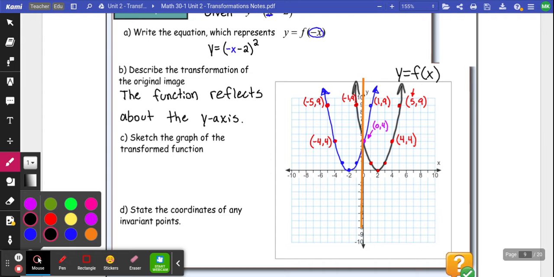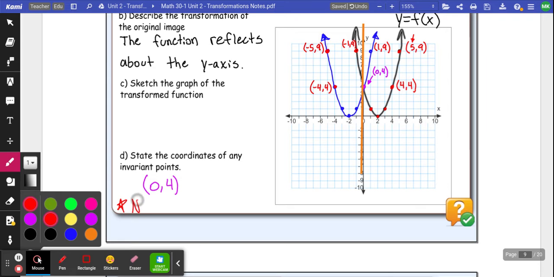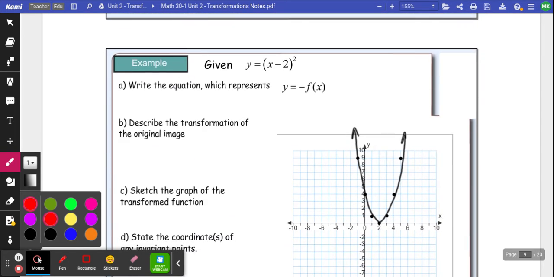Sketch the graph of the transformed function. We already did. We sketched it. State the coordinates of any invariant points. The invariant point is at 0, 4. Notice it's on the y-axis. If I reflect about the y-axis and I'm on the y-axis, then I can't reflect. Cool. Let's do a horizontal one.